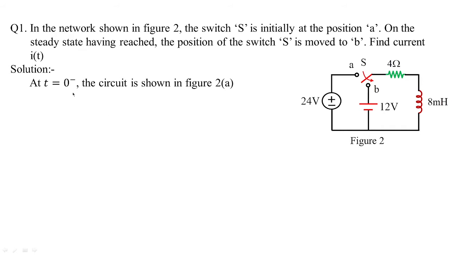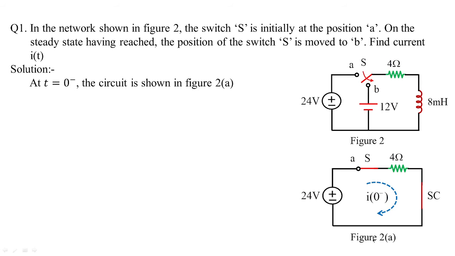So the solution starts with the given condition, that is at t equal to 0 minus. Means the switch was in position 1. When the switch was at position 1, the circuit will be as shown in figure 2a. So you can see this is the circuit. This circuit which is shown in figure 2a is based on the standard switching conditions of the inductor. So that condition we are treating as I of 0 minus. So 0 minus is the switching condition before it has reached B.